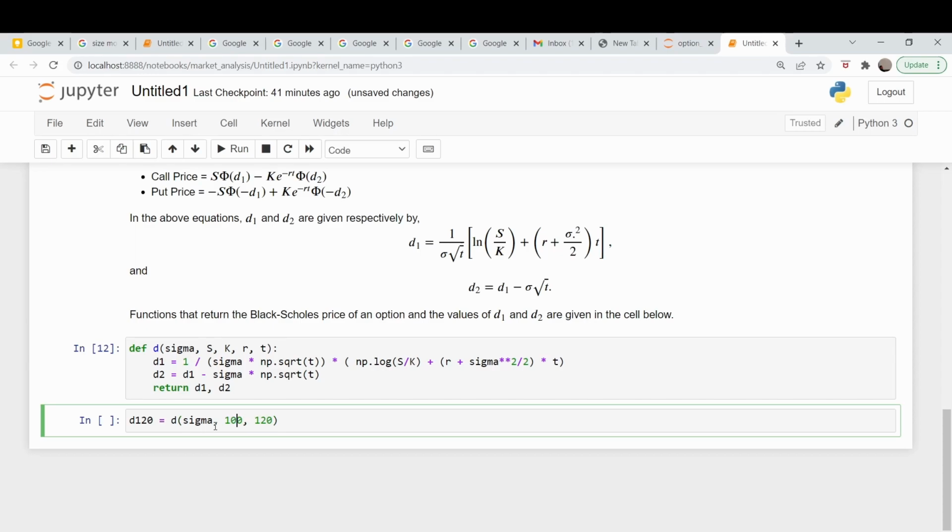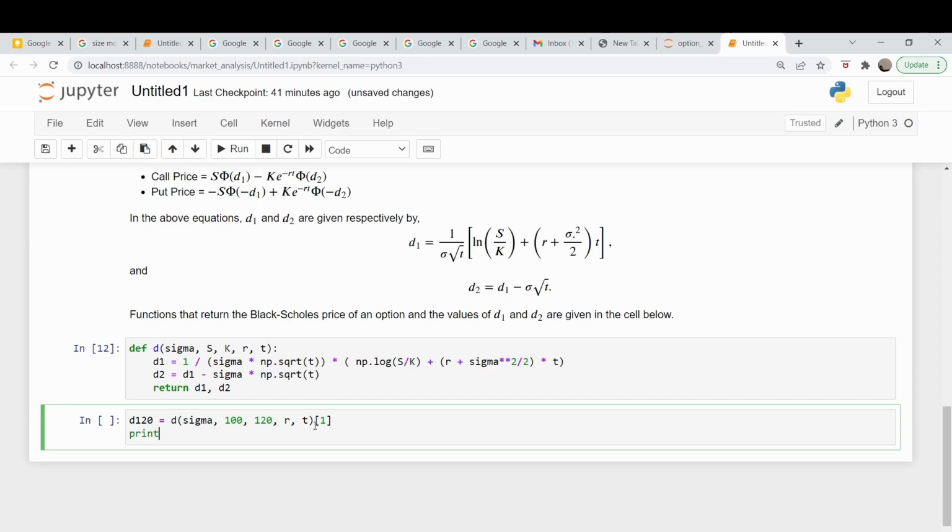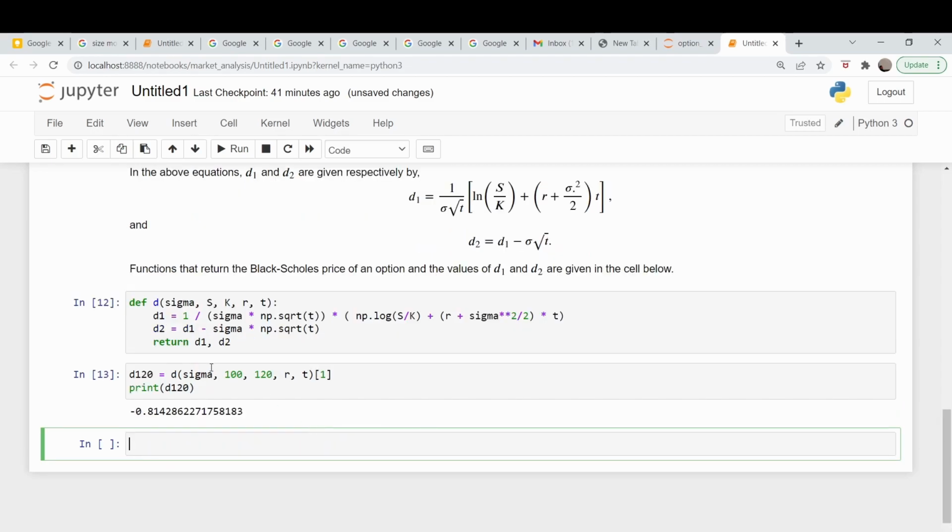It's the starting stock price. 120 is our strike price. R is our risk-free rate, and T, of course, is T. And this returns a tuple, and the second variable in that tuple is our D2 value. So I'm just going to do D1. Let me print it out to make sure it's actually calculating it. D120. Yeah, cool.